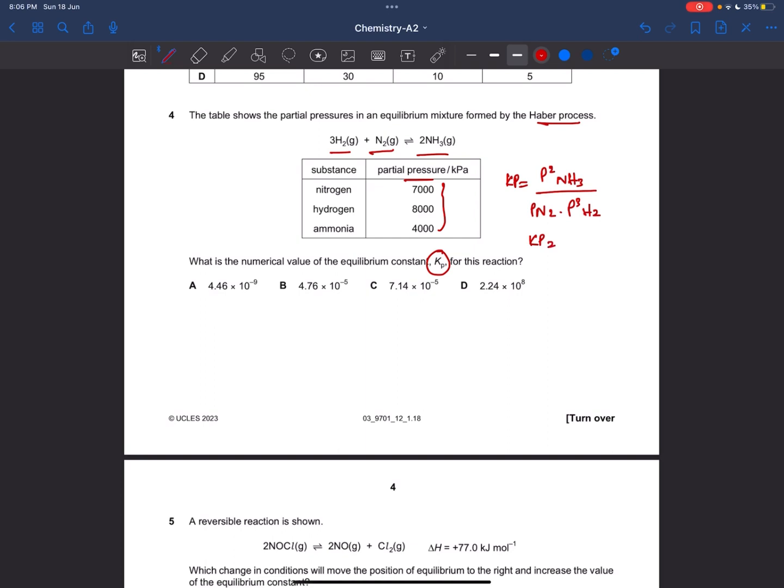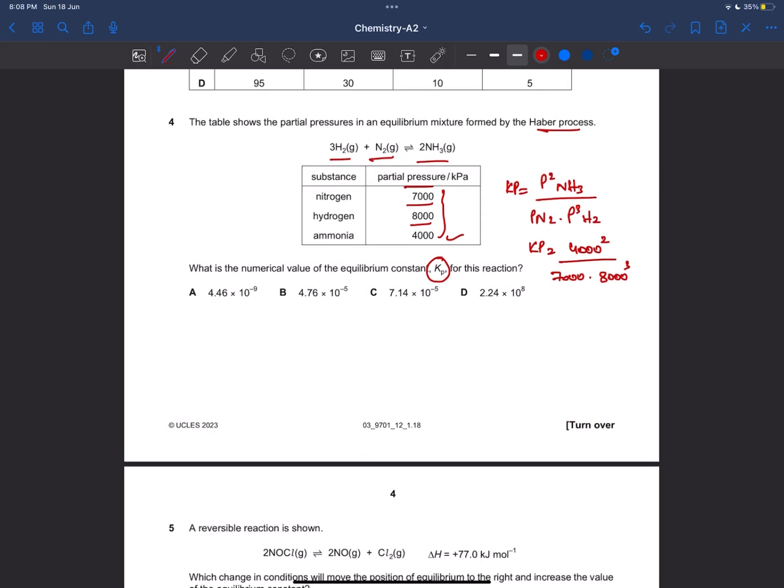Kp is equal to NH3 is 4000, so 4000 squared upon nitrogen would be 7000 dot hydrogen would be 8000 cubed. So the answer for this would be, let me calculate. So 4000 squared upon 7000 multiplied by 8000 cubed. The answer is 4.46.